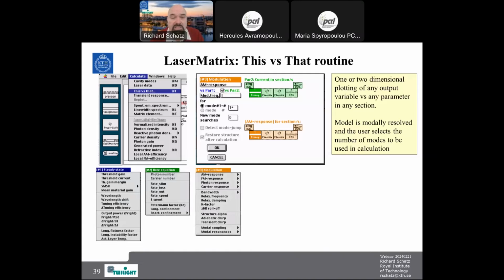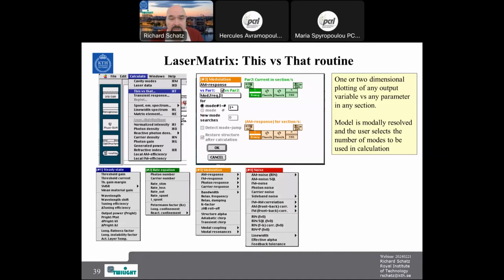Then you have modulation. In the modulation menu, you can get AM response, FM response, photon response, carrier response. You can calculate the bandwidth as a function of any parameter, the relaxation frequency or the damping factor for any parameter. In fact, you can do relaxation damping for all resonances in your laser, both the carrier-photon resonance and the photon-photon resonance. So you can also calculate the adiabatic chirp and transient chirp and the structure alpha parameter that I talked about.